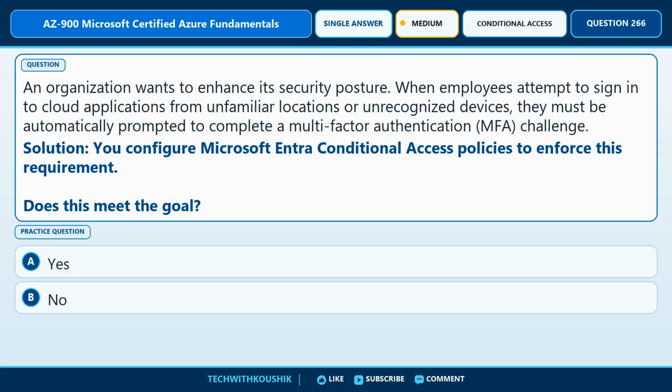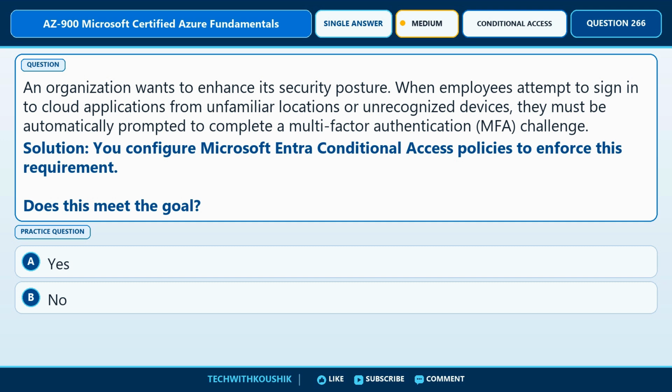Now let's examine question number 266. Take a moment to review this scenario. An organization wants to enhance its security posture. When employees attempt to sign into cloud applications from unfamiliar locations or unrecognized devices, they must be automatically prompted to complete a multi-factor authentication (MFA) challenge.